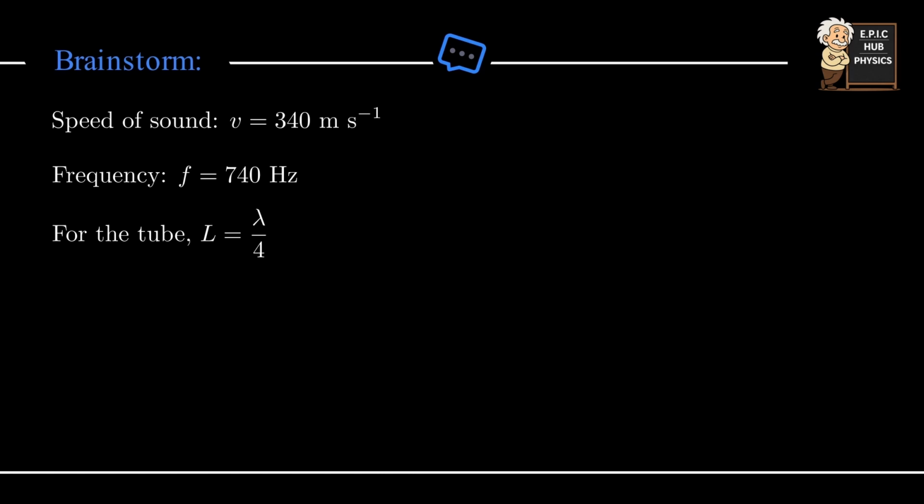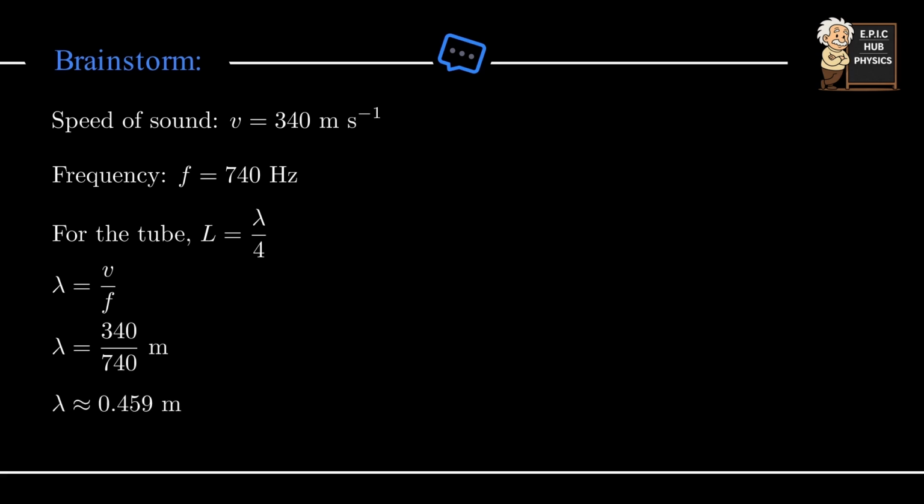Next, we calculate the wavelength of the sound wave. From the wave equation, wavelength equals wave speed divided by frequency. Substituting the given values gives wavelength equals 340 divided by 740 meters. This gives a wavelength of approximately 0.459 meters.